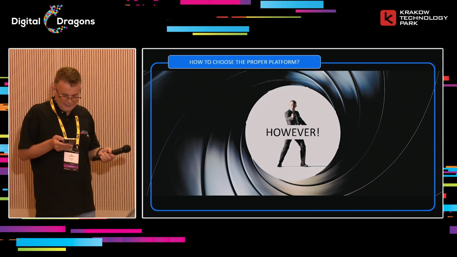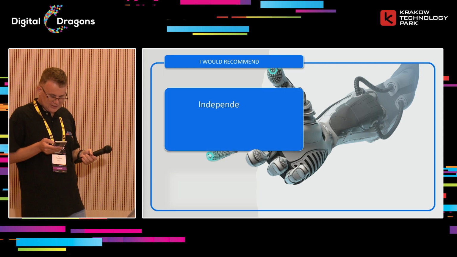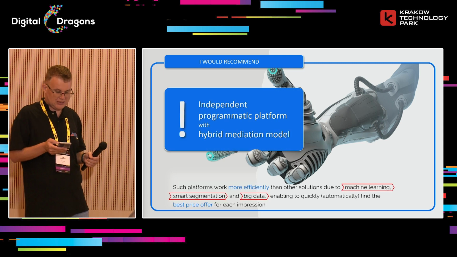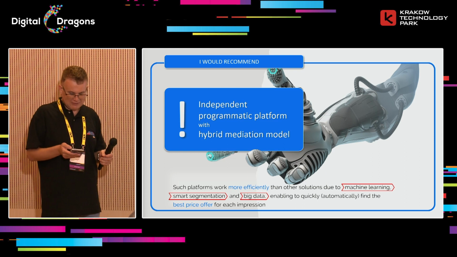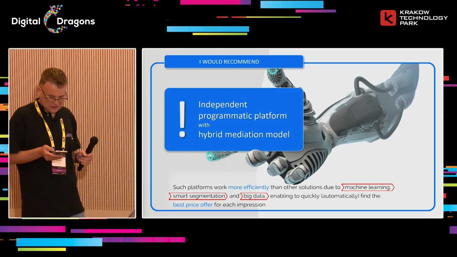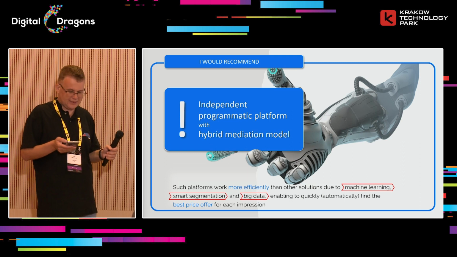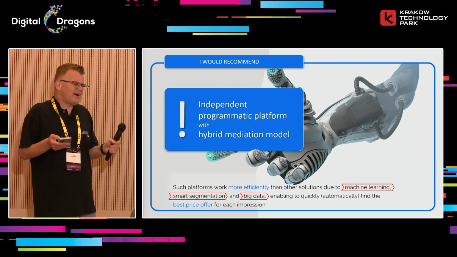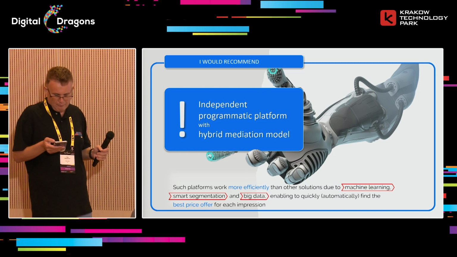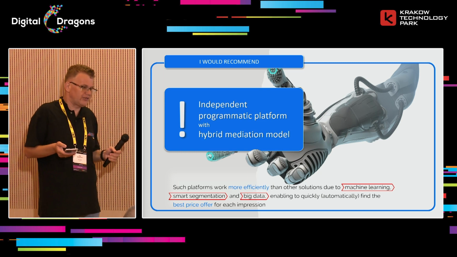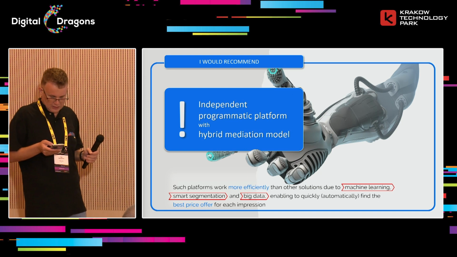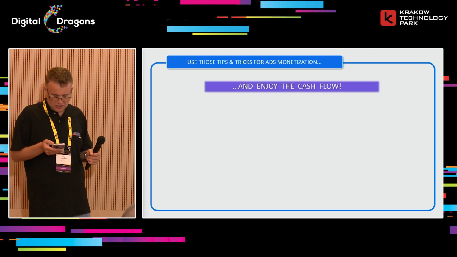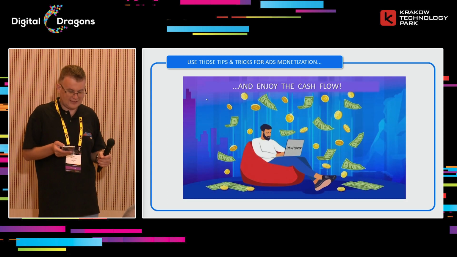And finally, my recommendation is to use independent programmatic platforms with a hybrid mediation model. Such platforms work better than other solutions due to machine learning, big data, and smart segmentation. We find the best price offer for each impression. So use these tips and tricks for ads monetization and enjoy the cash flow.